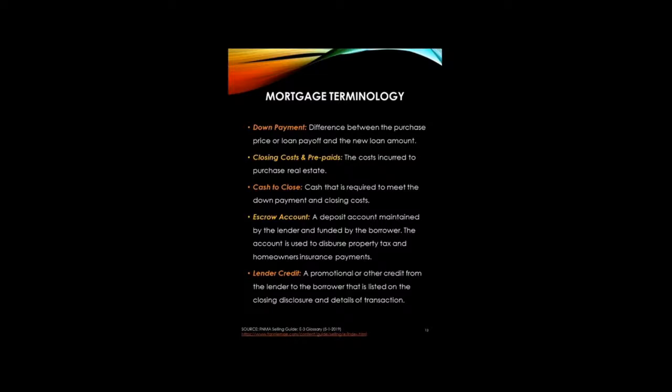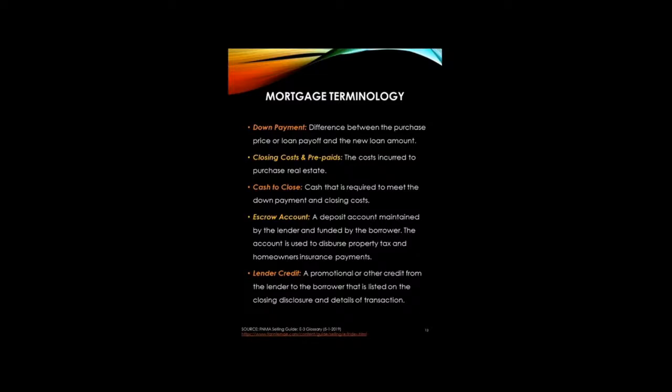Basically, it's a savings account under the borrower's name, where every single month your taxes and insurance, if you're escrowed, get put in there. And when the taxes are due on a quarterly basis, and when the homeowners insurance is due on a yearly basis, the lender takes the money out of that account to pay those dues, the taxes and the insurance.